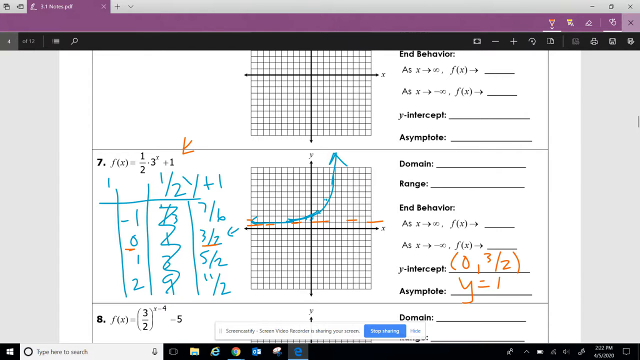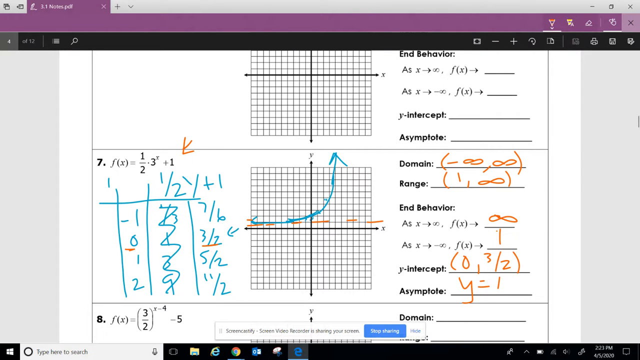Domain is going to be all real numbers, just like before. Range is going to be shifted up 1 with that vertical shift. So instead of going from 0 to infinity, it's going to go from 1 to infinity. As x goes to positive infinity, our y's go up to positive infinity. And as x goes to negative infinity, our y's are going to go to positive 1 instead of 0 because it was shifted up 1.